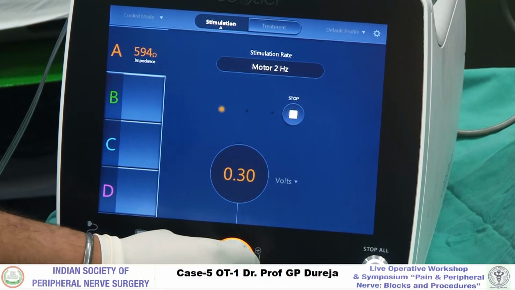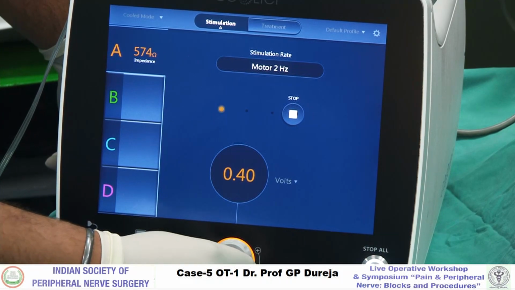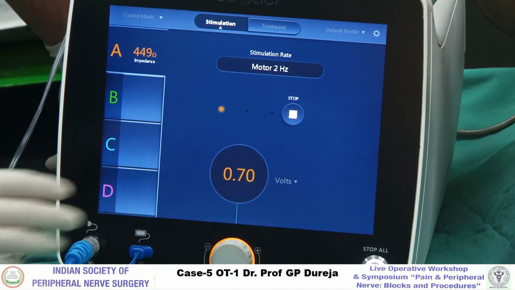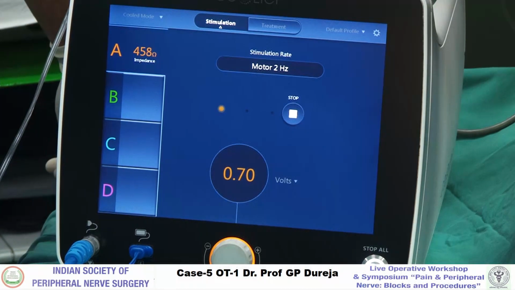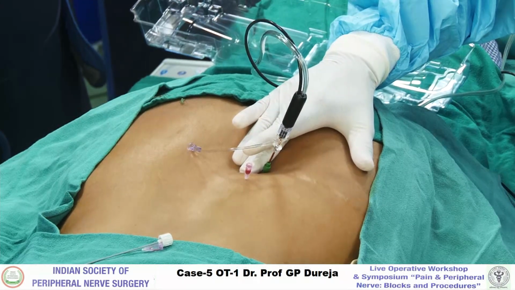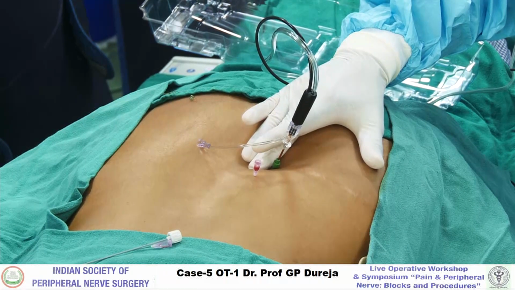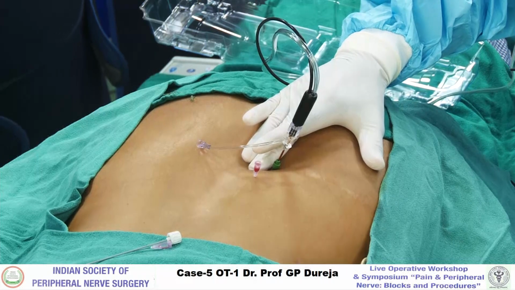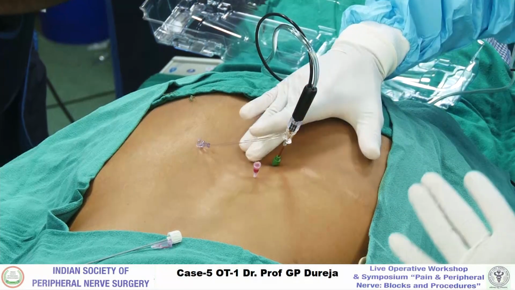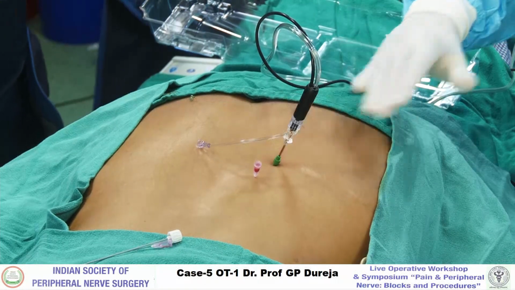Yeah. So now you can see the twitching here. You may see these are the erector spinae group of muscles. Multifidus as well, which is supplied by the medial branch. So it shows that we are at the medial branch. You can see these fasciculations, which is the erector spinae muscles fasciculating. So this again confirms that you are at the medial branch.